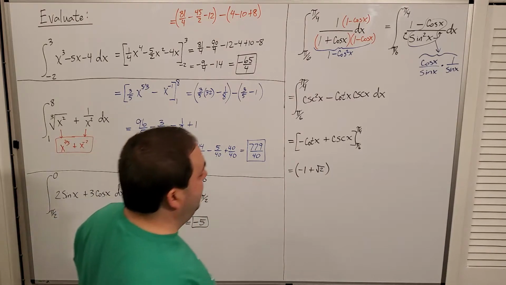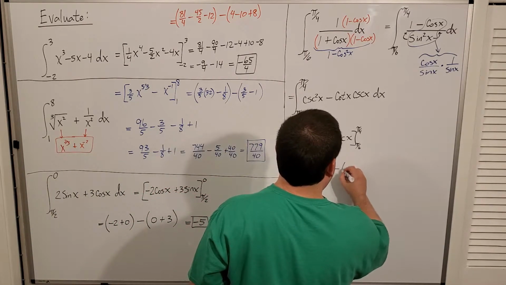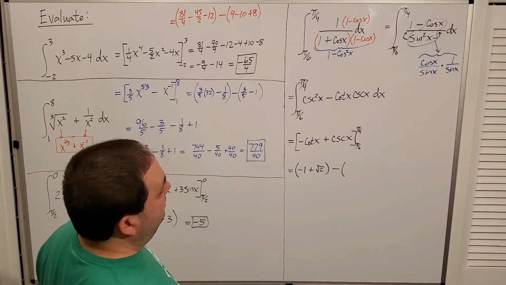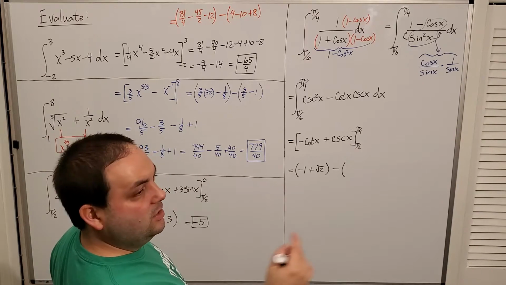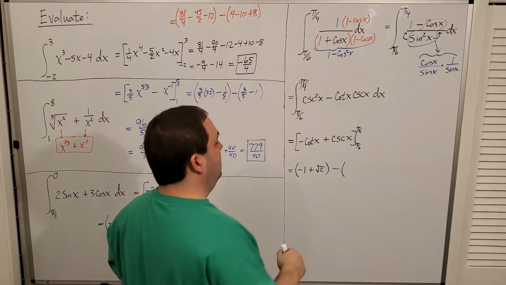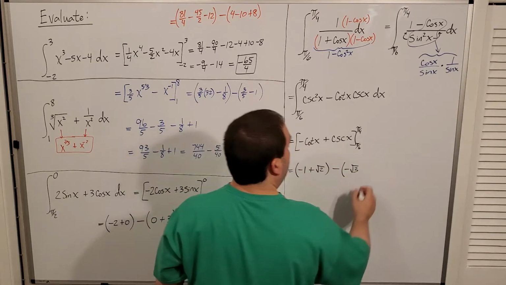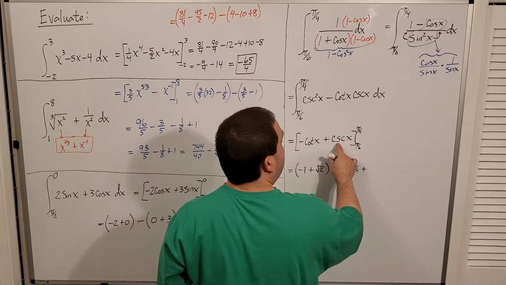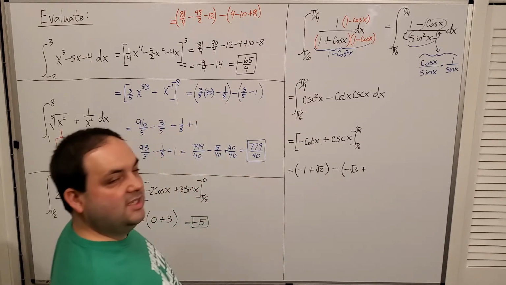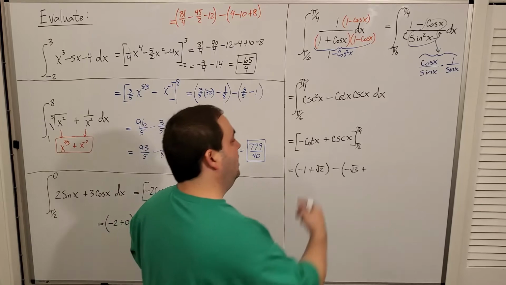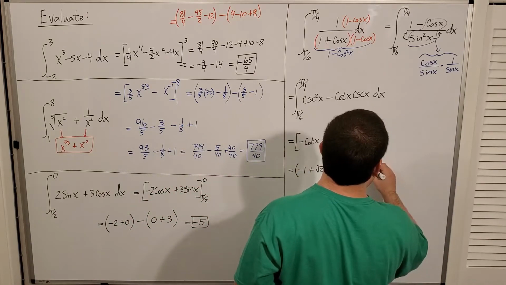All right, minus, plugging in pi over 6 for cotangent. The tangent of pi over 6 is 1 over square root of 3. So this is just going to be negative square root of 3. Plus cosecant of pi over 6. Well, sine of pi over 6 is 1/2. So cosecant of pi over 6 is 2.